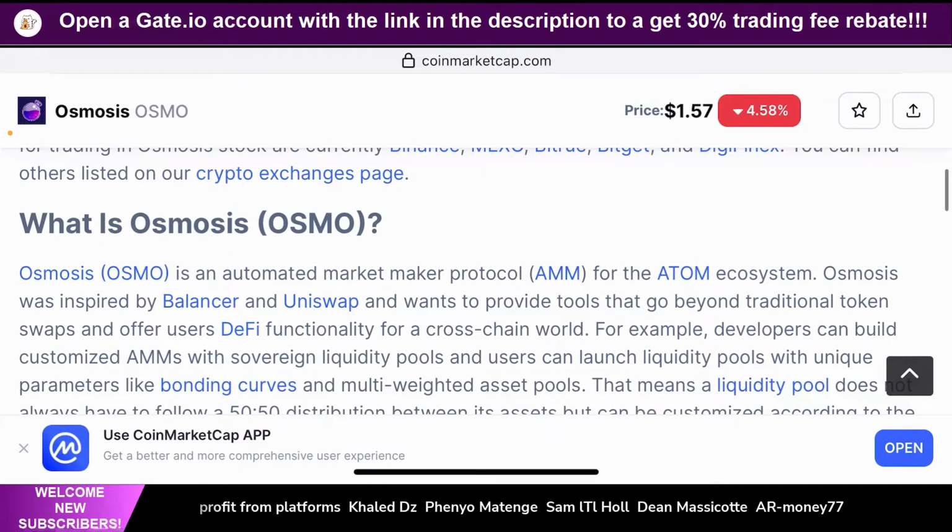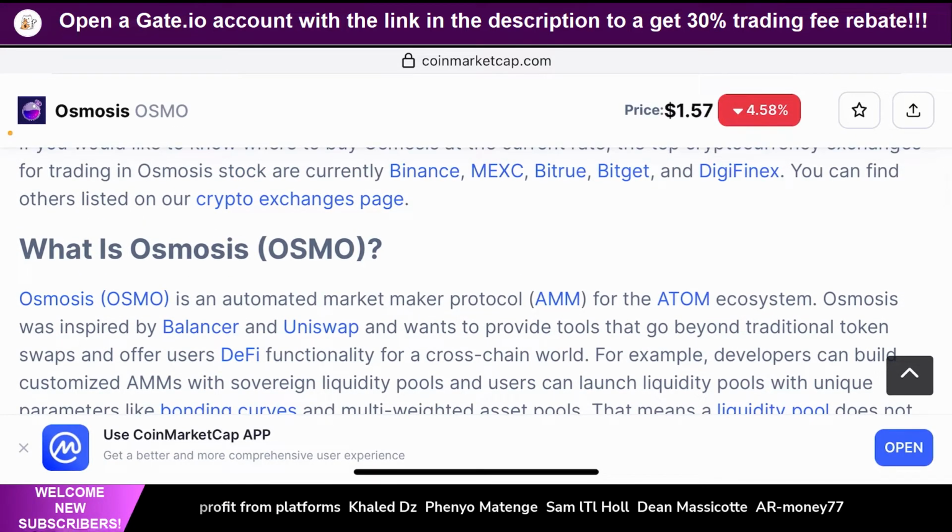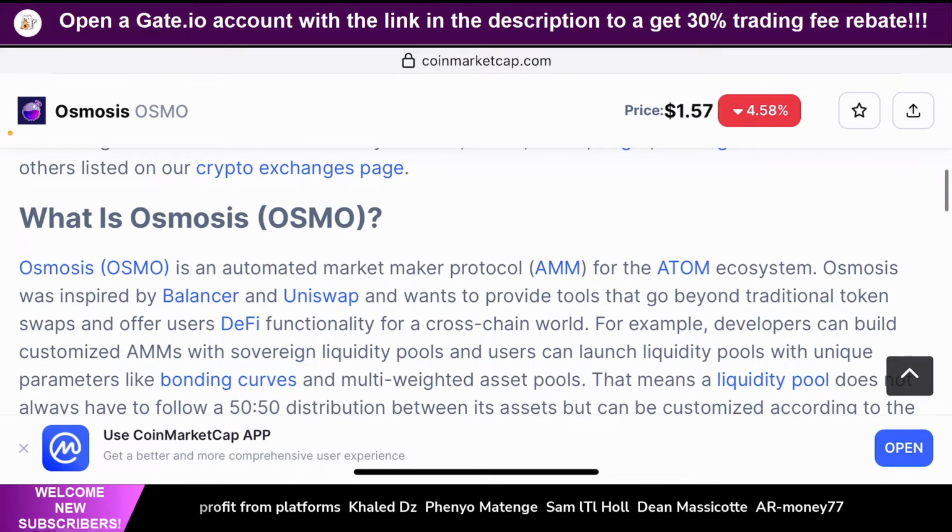So for example, developers can build customized AMMs with sovereign liquidity pools, and users can launch liquidity pools with unique parameters like bonding curves and multi-weight asset pools. So some of the examples of how Osmosis is a little bit different, or goes beyond what Uniswap and Balancer do, is that they allow users to create their own sovereign pools and at the same time create bonding curves and customized multi-weighted asset pools, right? So those are all customizations that you can't really find in a traditional AMM like Uniswap or Balancer, which is specifically available for Osmosis, right?